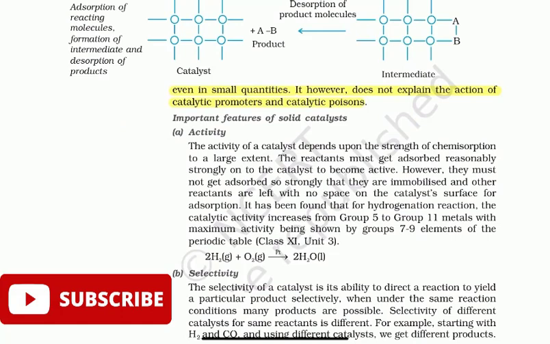Important features of solid catalysts. A. Activity. The activity of a catalyst depends upon the strength of chemisorption to a large extent. The reactants must get adsorbed reasonably strongly onto the catalyst to become active. However, they must not get adsorbed so strongly that they are immobilized and other reactants are left with no space on the catalyst surface for adsorption. It has been found that for hydrogenation reaction, the catalytic activity increases from group 5 to group 11 metals, with maximum activity being shown by group 7 to 9 elements of the periodic table.